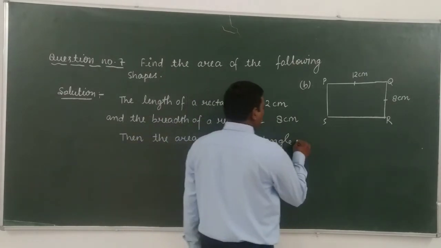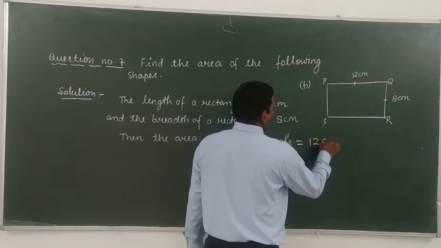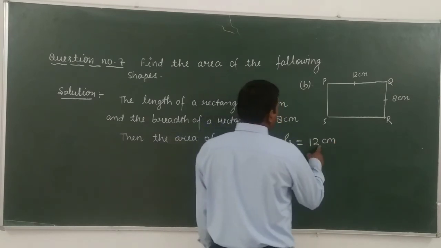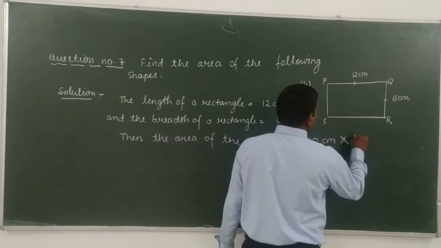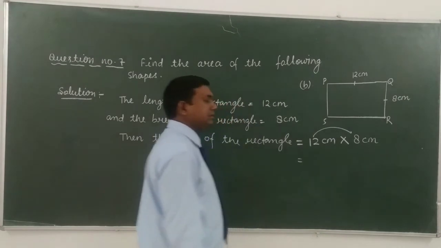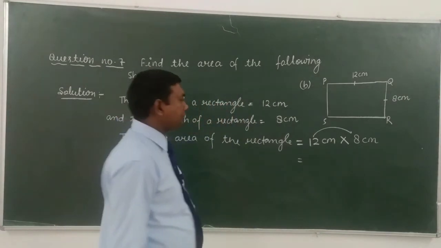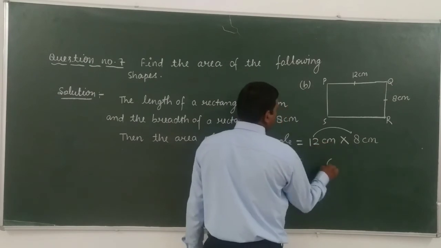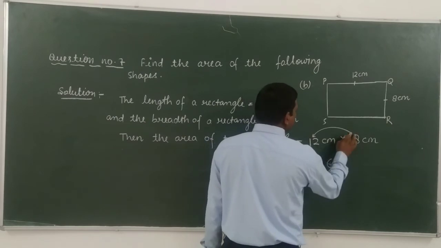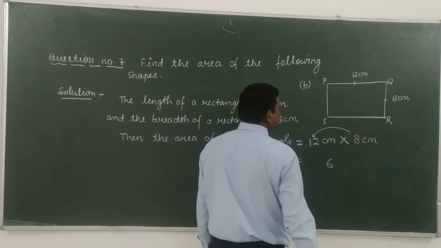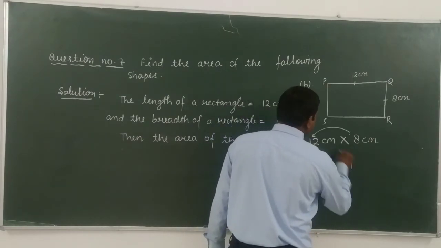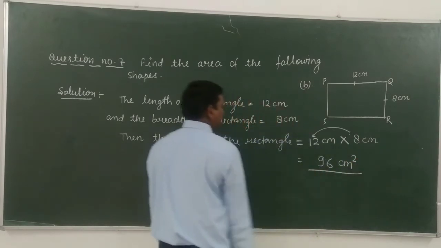It means that we can write 12 centimeter in place of length into 8 centimeter in place of breadth. And multiplying these we get 12 8 ja, look at here carefully, 8 2 ja 16, write 6 carry 1, 8 1 ja 8, 8 plus 1 is 9. It means 12 8 ja 96 centimeter, and centimeter into centimeter is square centimeter.